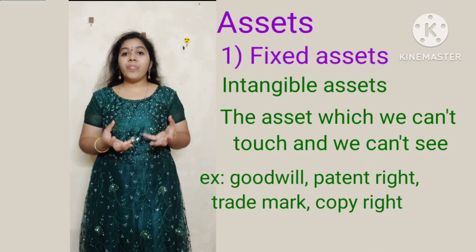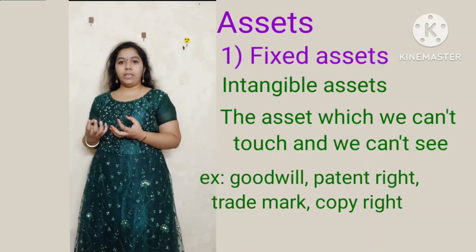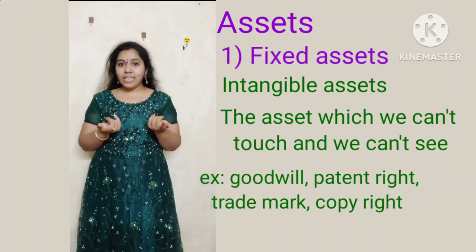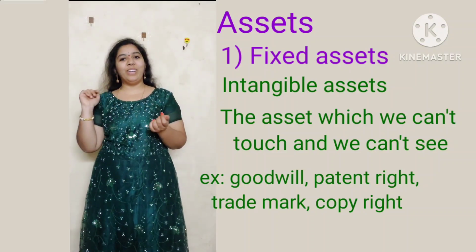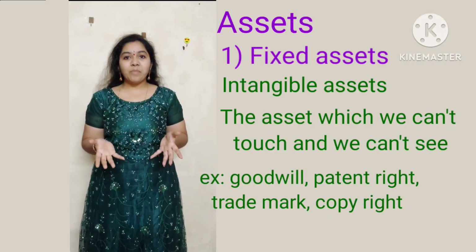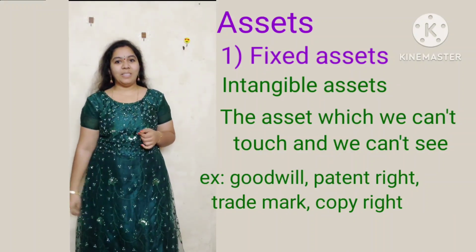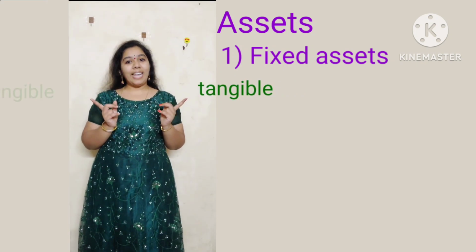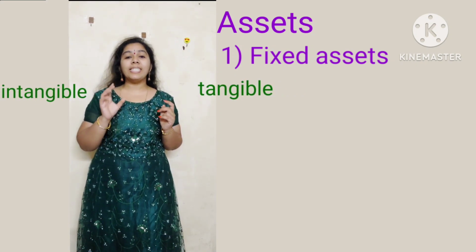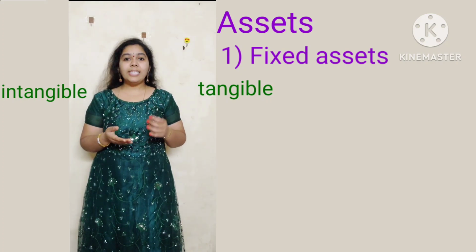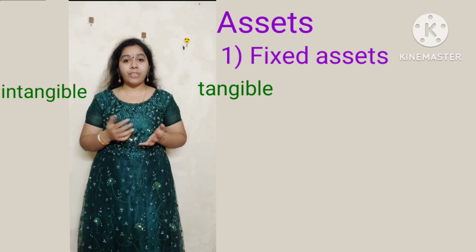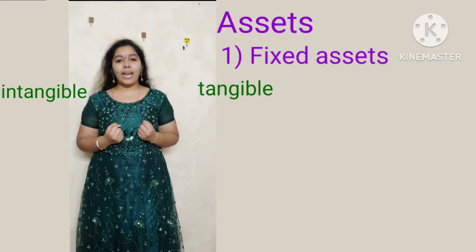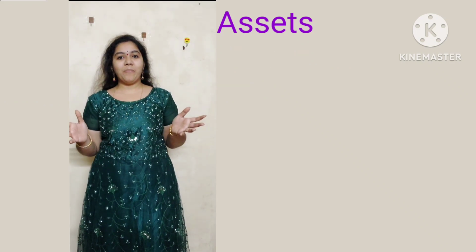By the goodwill, the company gets a lot of profit. That is an asset. But we can't see the goodwill. We can't touch the goodwill. So it is an asset, but an intangible asset. So fixed assets are divided into two types, tangible and intangible. Which we can see and touch is a tangible asset. Which we can't see and can't touch, but which gives us profit, is called an intangible asset.